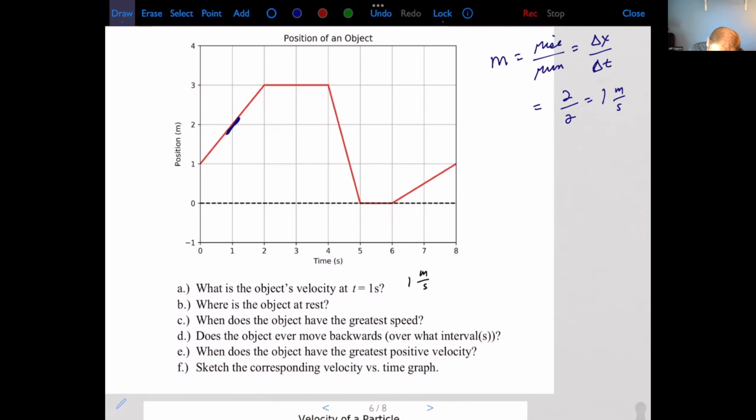So from 2 to 4 seconds and 5 to 6 seconds.